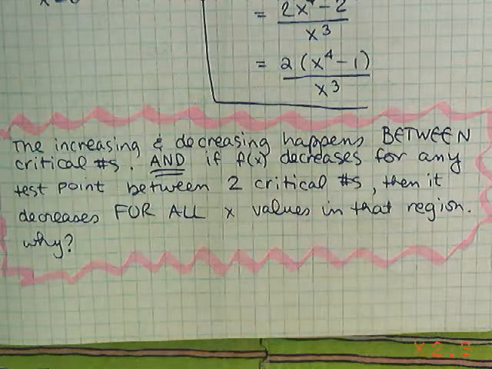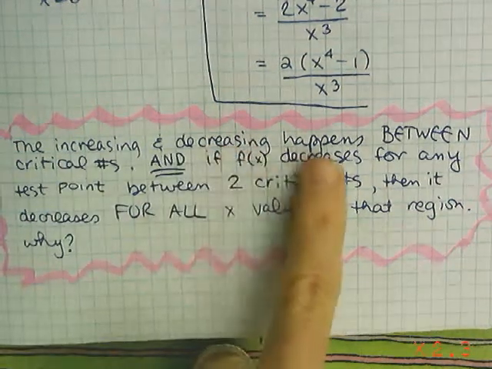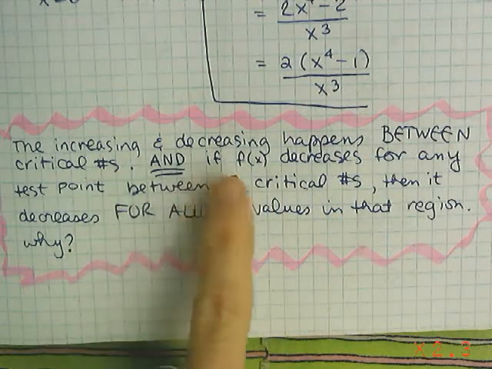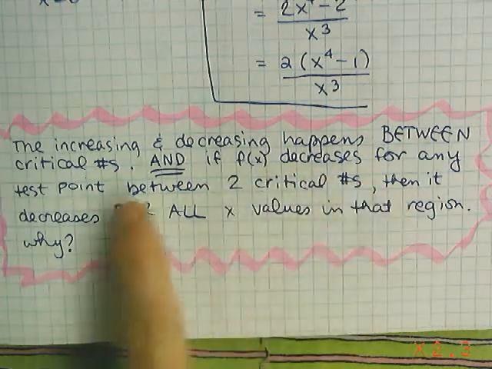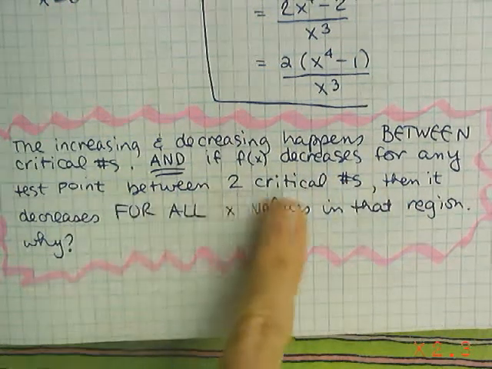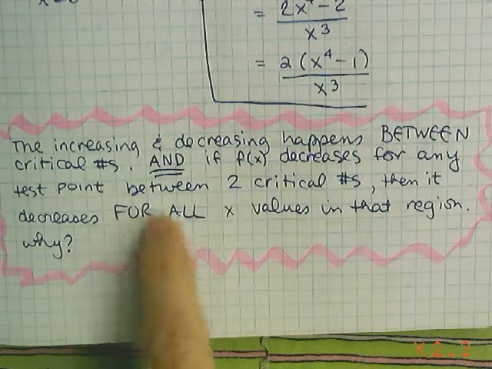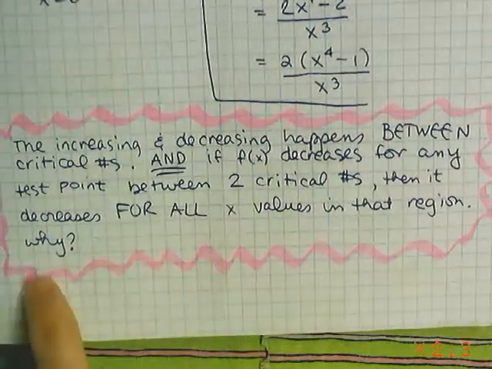This is important, so I just wanted to make sure you understood this. The increasing and decreasing happens between critical numbers. And if the derivative is negative for any test point between two critical numbers, then the derivative is negative for all those values in that region. Okay, think about why.